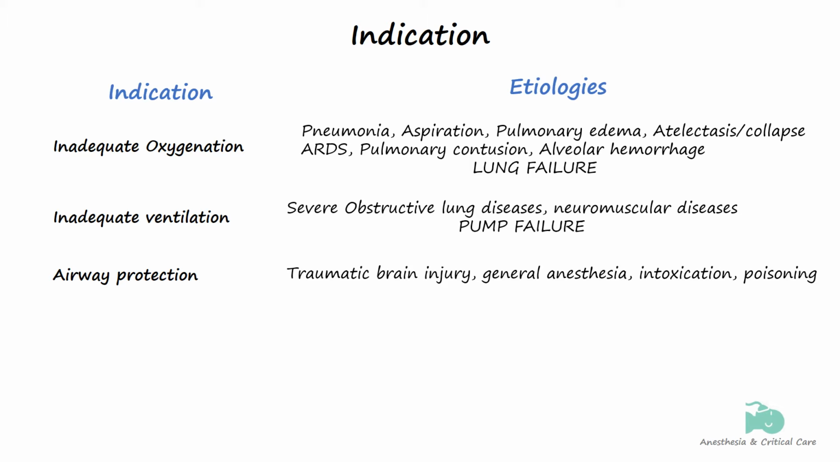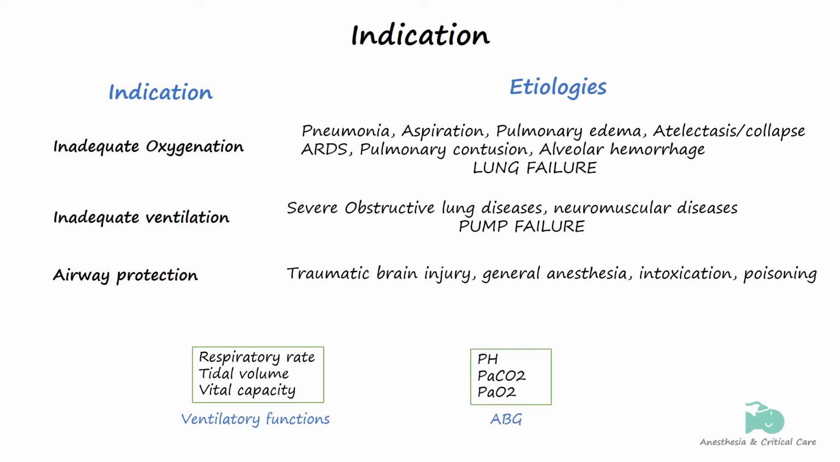Apart from these physiological derangements, there are also physiological parameters that need to be considered when planning for mechanical ventilation. These parameters include ventilatory parameters such as tidal volume, vital capacity, respiratory rate, and blood gas analysis parameters such as pH, partial pressure of oxygen, and partial pressure of carbon dioxide. Other parameters to consider are as simple as deteriorating Glasgow Coma Scale and oxygen saturation.